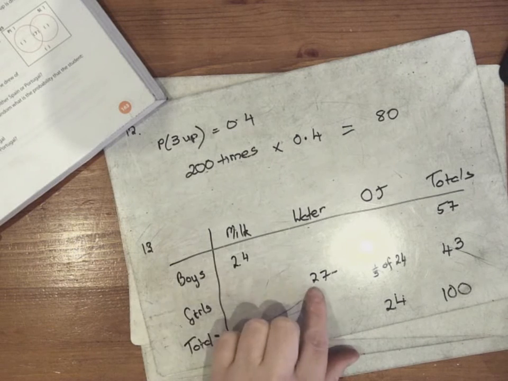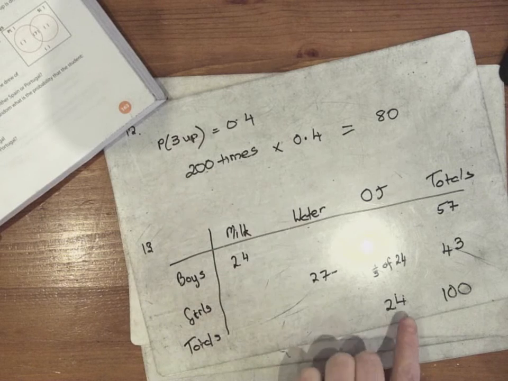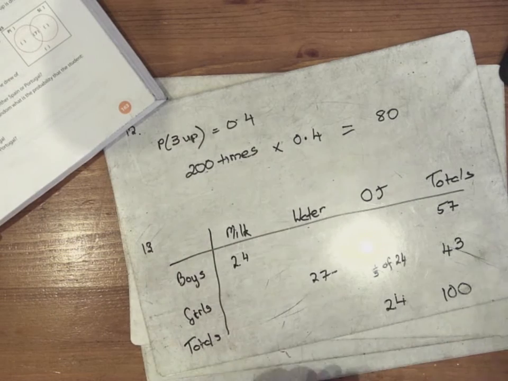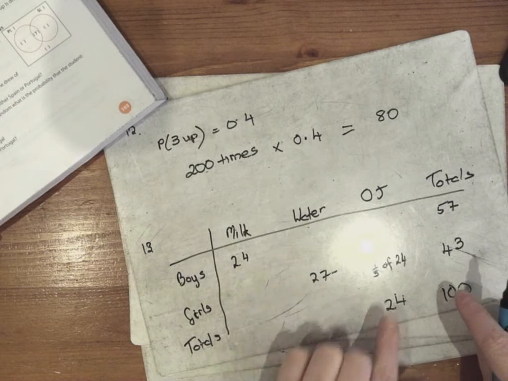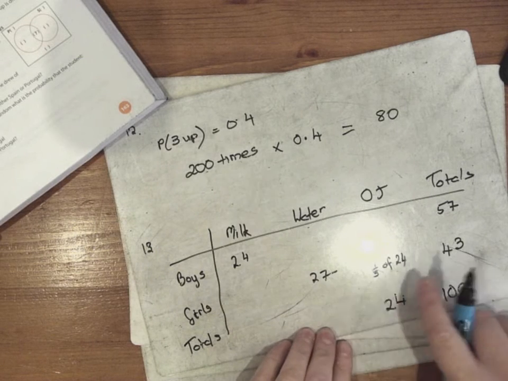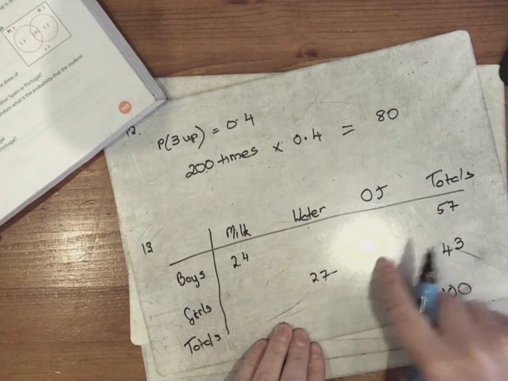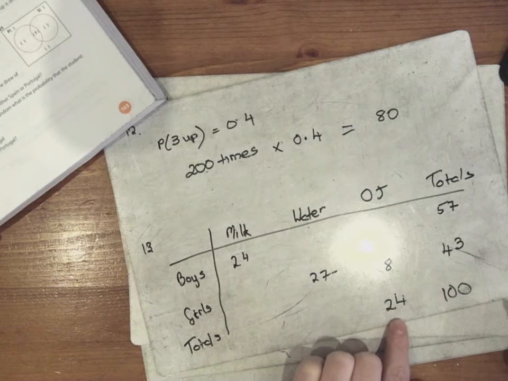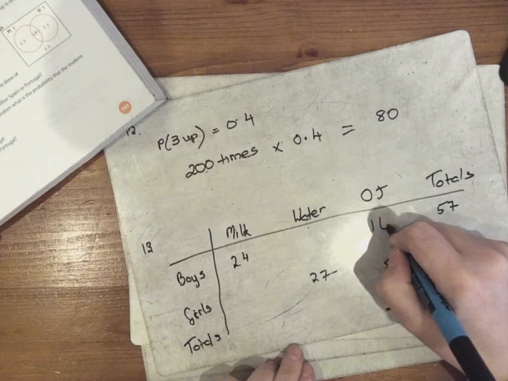The other piece of information they gave me: 24 boys drank milk, 27 girls drank water, 24 in total drank orange juice. They also told me 1/3 of the total were girls. So 1/3 of 24, so into the calculator, 1/3 multiplied by 24, and you end up with an 8 there. So if 24 in total drank orange juice, 8 were girls, that means 16 must have been boys.